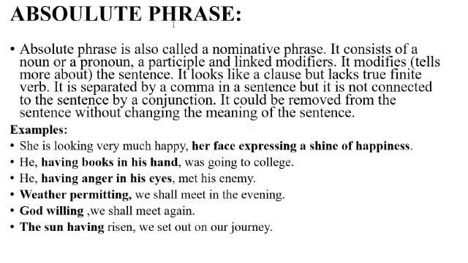Now look at absolute phrase. Absolute phrase is also called a nominative phrase. It consists of a noun or a pronoun, a participle, and linked modifiers. It modifies, tells more about the sentence. It looks like a clause but lacks true finite verb. It is separated by a comma in a sentence, but it is not connected to the sentence by a conjunction. It could be removed from the sentence without changing the meaning of the sentence.